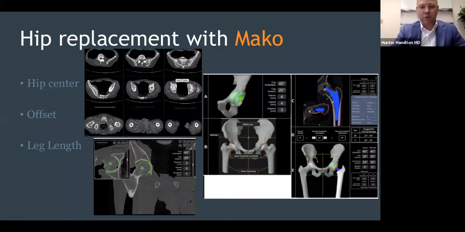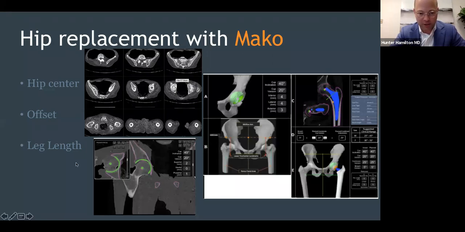Which leads me to more recent technology, which I believe has made a significant impact in our ability to carry out our three goals of surgery. This is with the MAKO robotic hip replacement. And so what happens is you get a CT scan of your hip prior to surgery, and then I take that scan and plug it into a program that allows me to template and plan your surgery in a three-dimensional format.